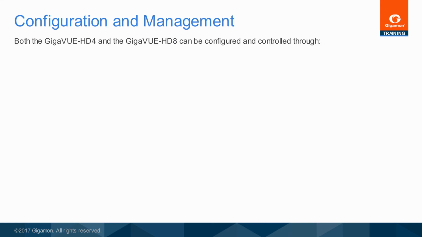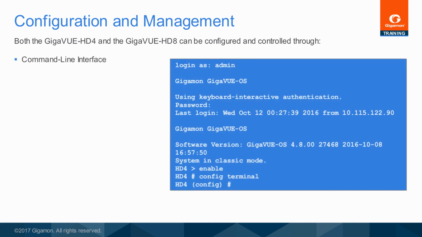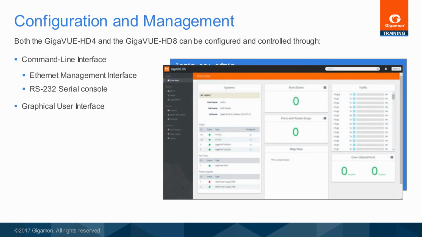Both the GigaVUE HD4 and the GigaVUE HD8 can be configured and controlled through the following interfaces. The command line interface, or CLI, is accessed through an SSH or Telnet session on the Ethernet management interface, or via the RS-232 serial console. The console session supports scripting too. The Ethernet management interface on a single node may also be accessed using HTTP or HTTPS from a web browser, where the HView graphical user interface is presented.